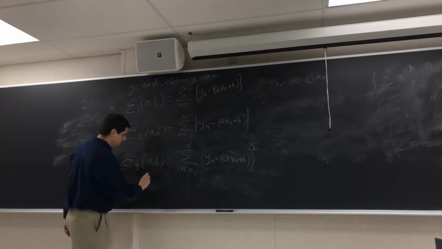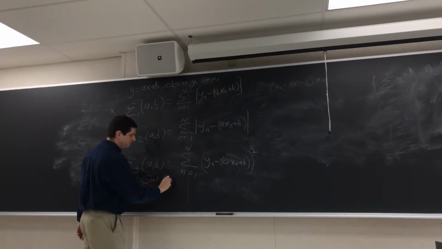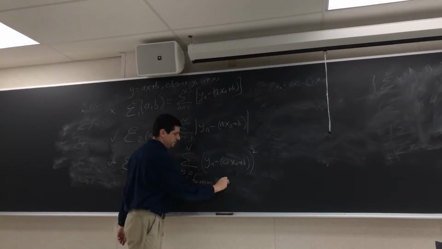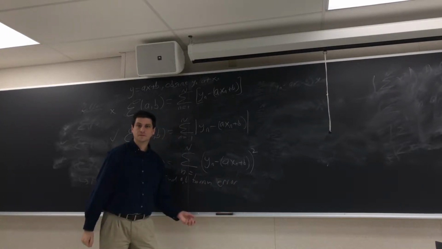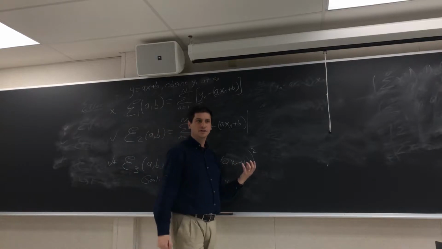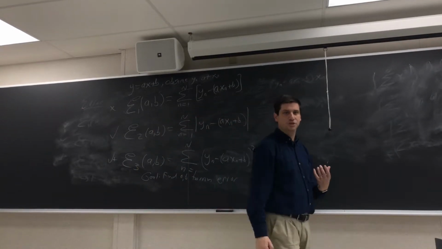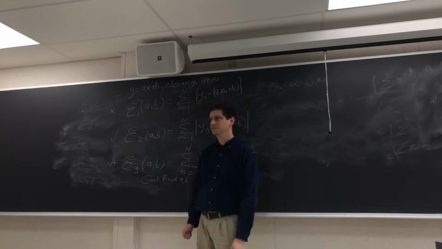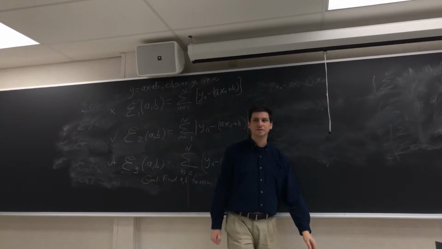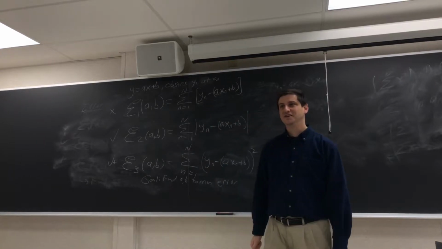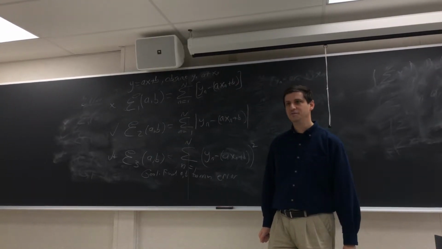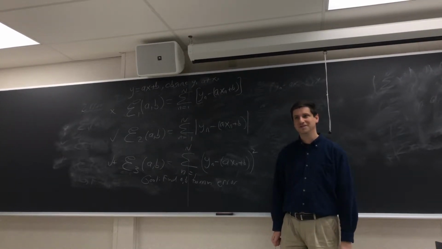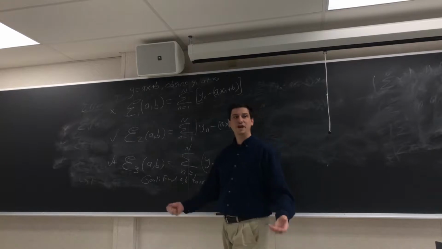So the goal is find A and B to minimize the error. How do we find the A and B that will minimize the error? What do we do? Yes? Take the derivative, find the critical points. Okay, so we find the critical points.